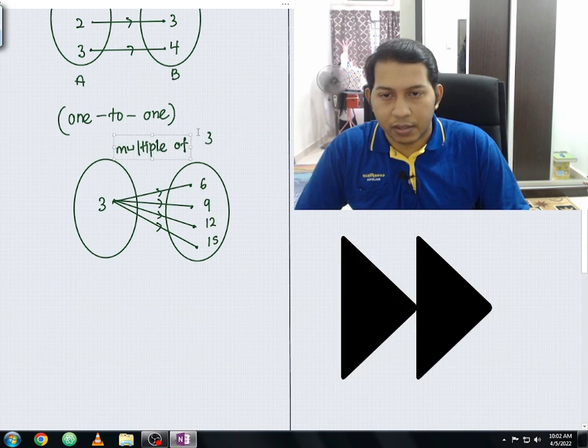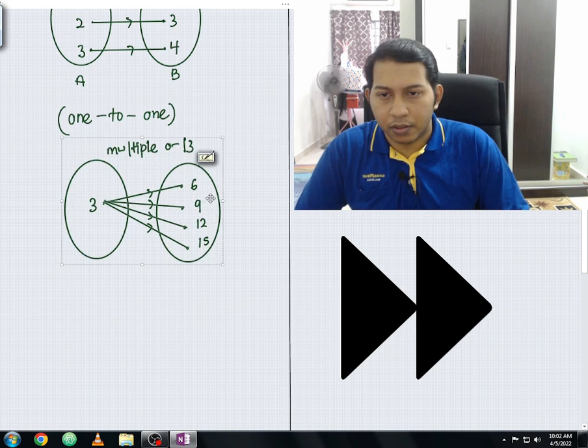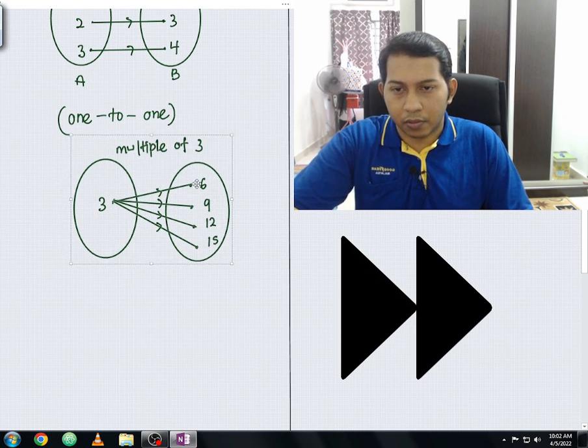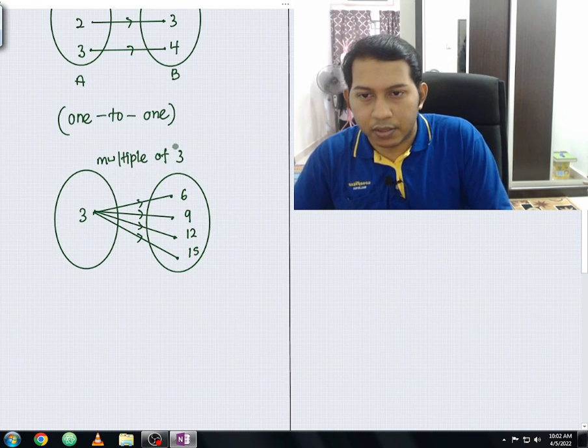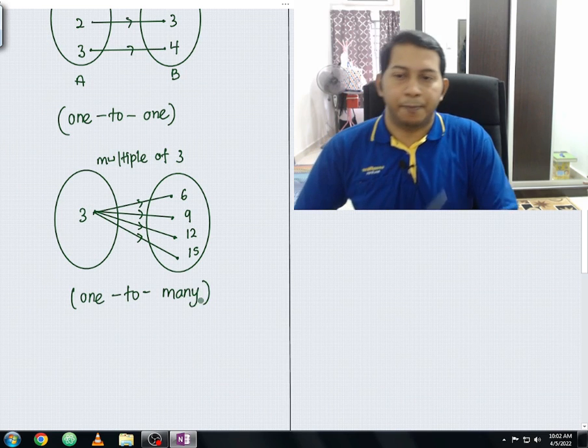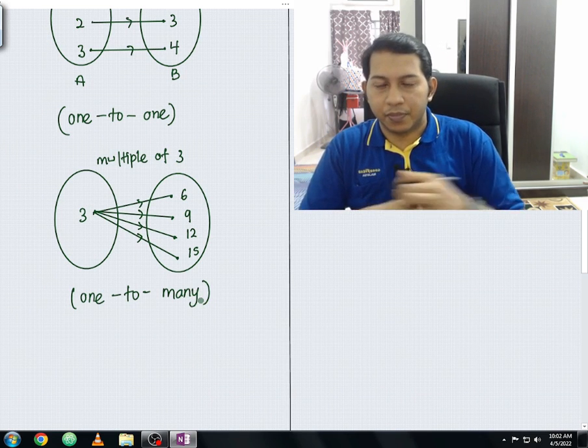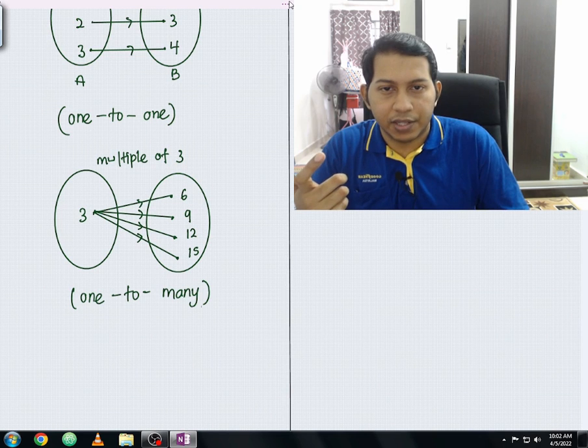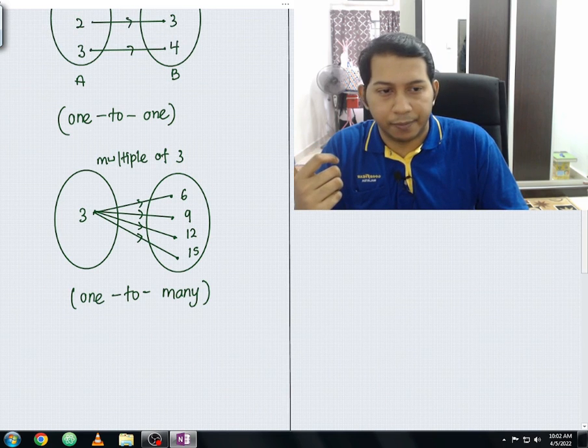Okay, so this is known as one-to-many. Okay, so let us proceed with the third type of relation, which is many-to-one.